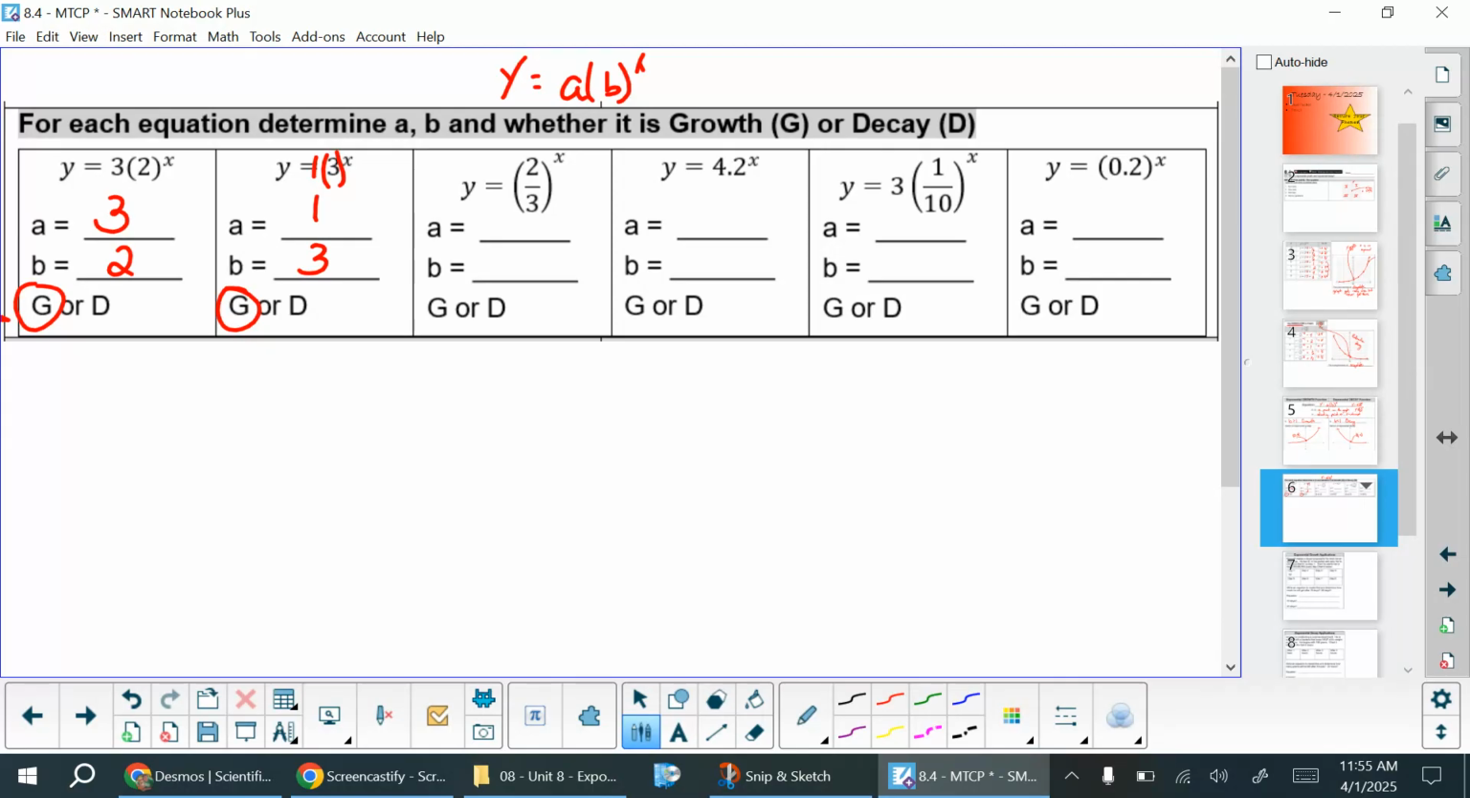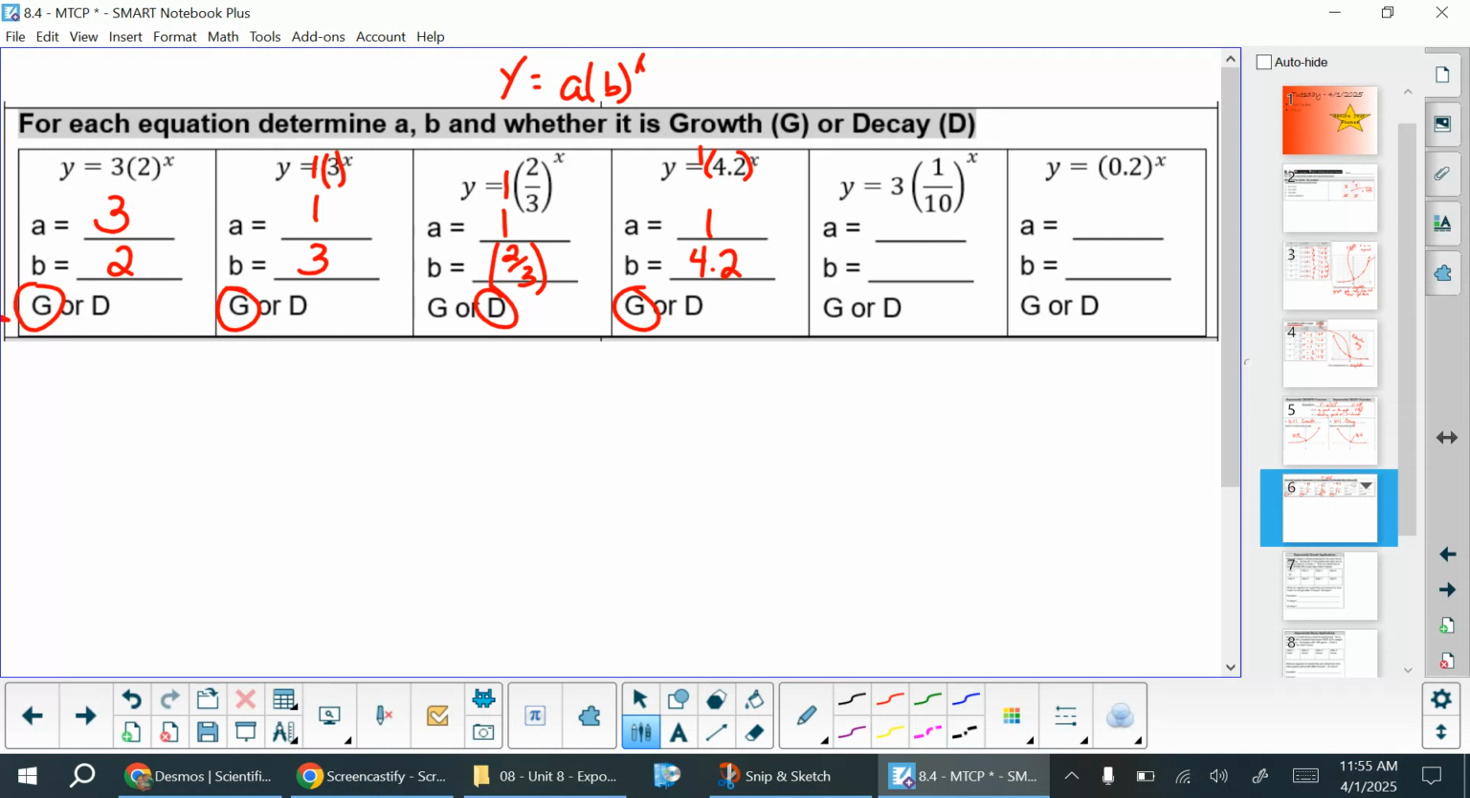Sorry about that. Okay, on these next ones here, really hidden 1 there. So we got 1, 2/3, and that is decay because the 2/3 is less than 1. On this one, the 4.2 is my b, which means again a is 1, and that's growth.